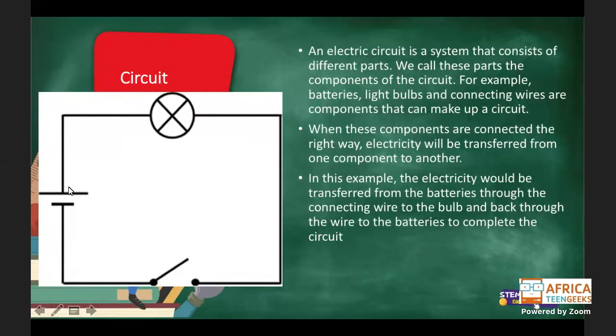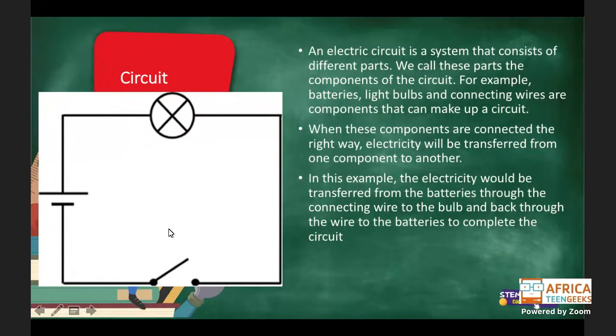Then this is a battery. The long line shows that this is the plus, or positive sign of the battery. The short line shows us that this is the minus, or negative sign of the battery. Therefore, the long line is the plus or positive, and this one is the negative or minus.